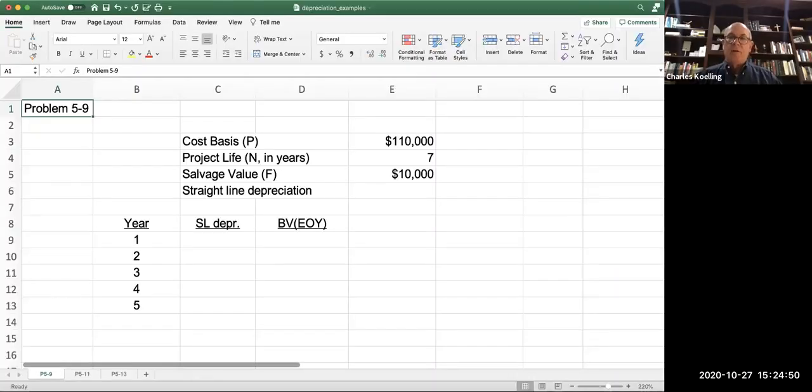I'm going to solve them on Excel, and then the solved Excel spreadsheet will be posted on Canvas as this video is posted. So let me share my spreadsheet screen with you, and we'll dive right in. And there we go. Okay, we're going to solve, as you can tell from the tabs, chapter 5, problem 9, chapter 5, problem 11, and chapter 5, problem 13.